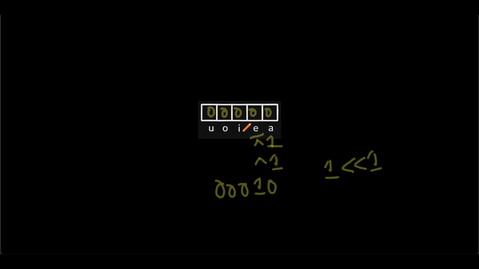And suppose now we see I. Then we need this binary number. So we can again do 1 left shift 2, because that is the position of I. So if we do XOR now, 0 XOR 1 will give us 1, and so on. So basically we store this information efficiently using a bit mask. And now just by looking at the value of this bit mask, we know which vowel has appeared an even number of times, and which vowel has appeared an odd number of times.